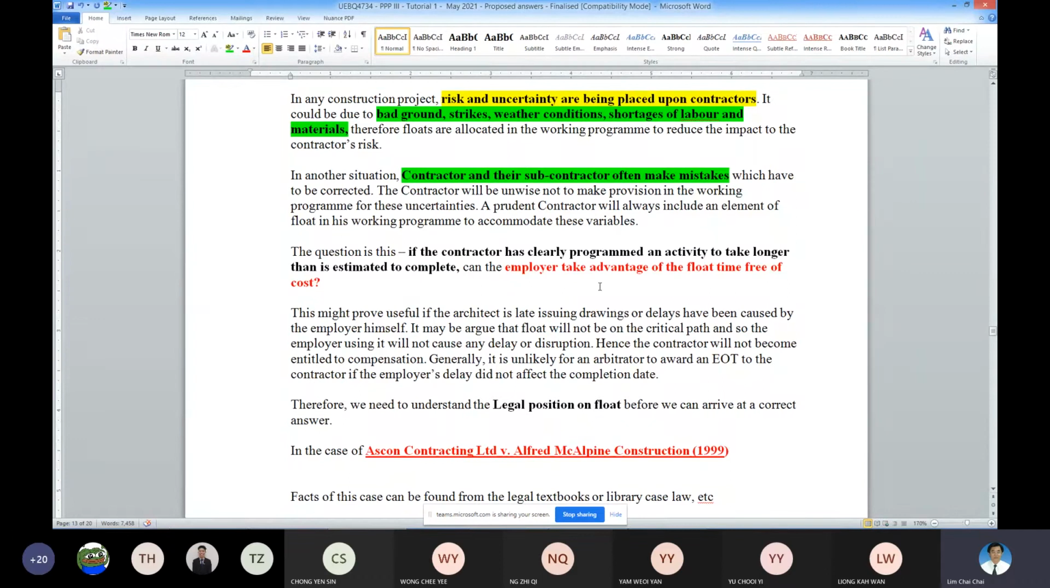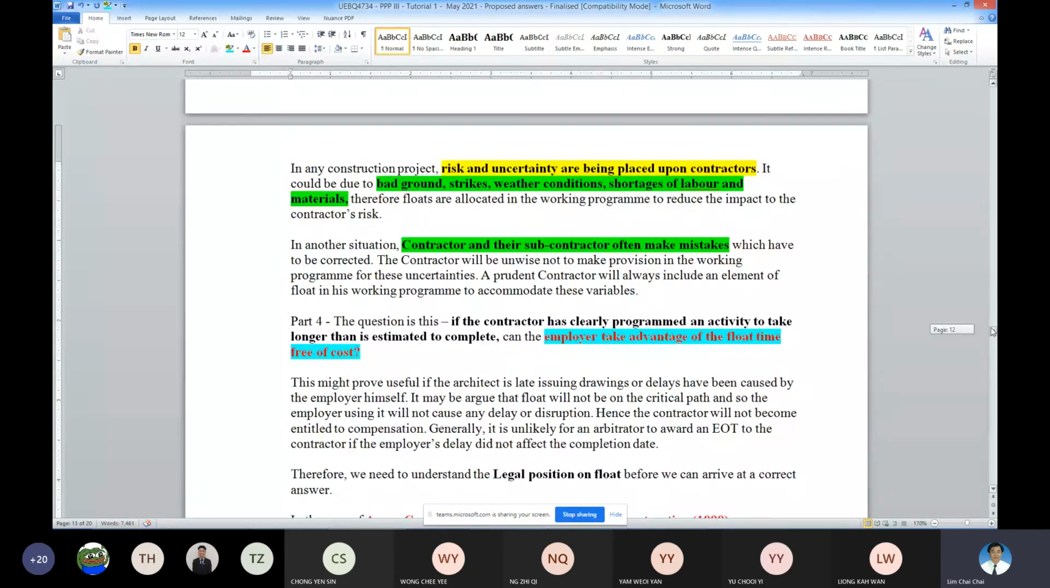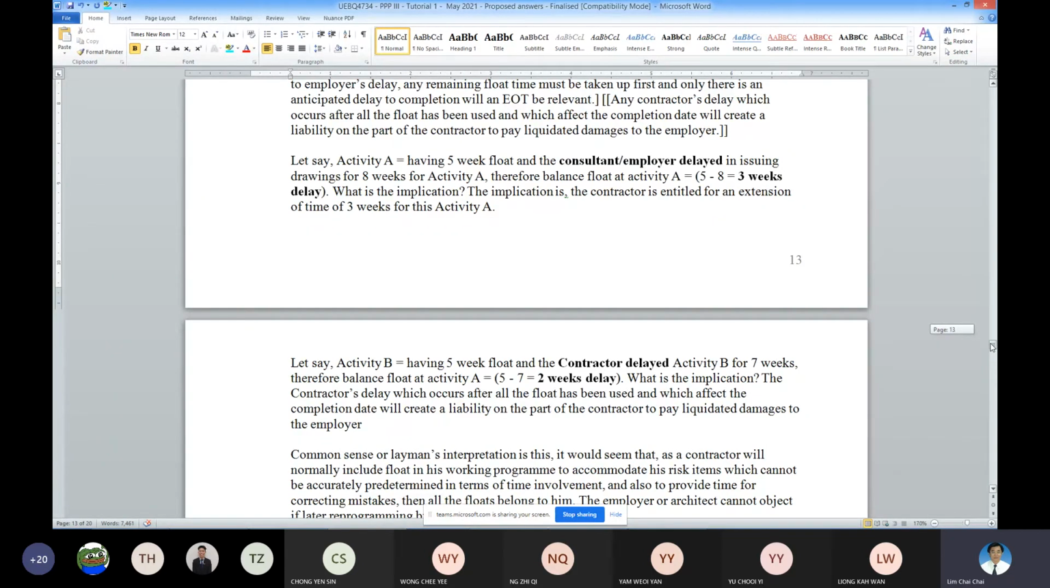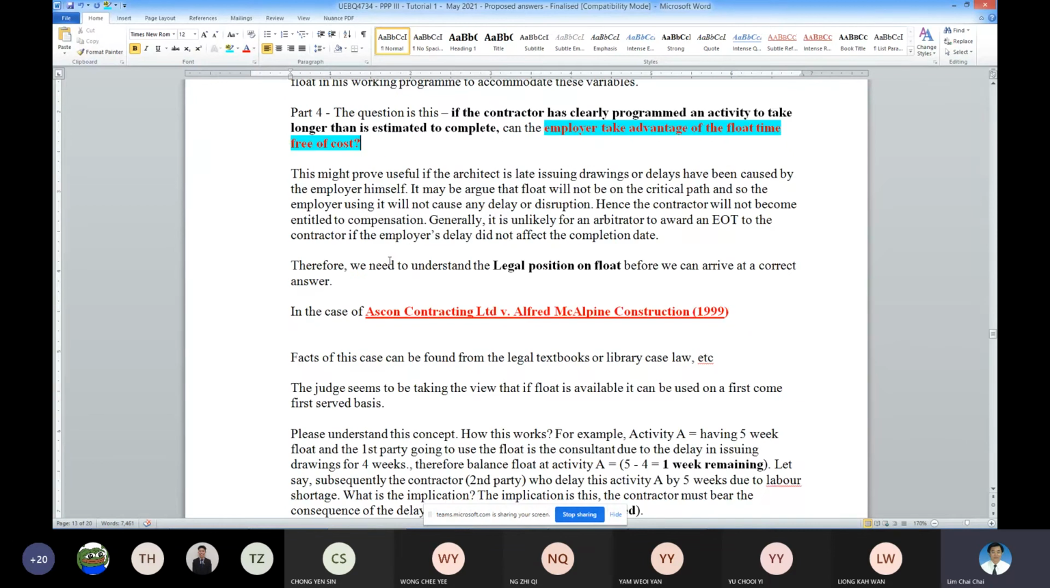Okay, so now this is your part 4. Whether the employer or the consultant can make use of the float free of charge. So this is the part 4. Okay, just now we had part 3. Now this is part 4. Okay, so in order to understand this, you need to look into the legal provision. So this is the most important one. This is the legal provision.